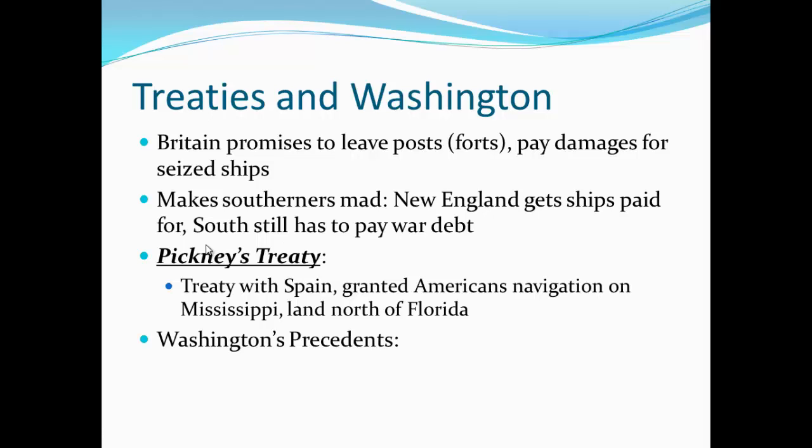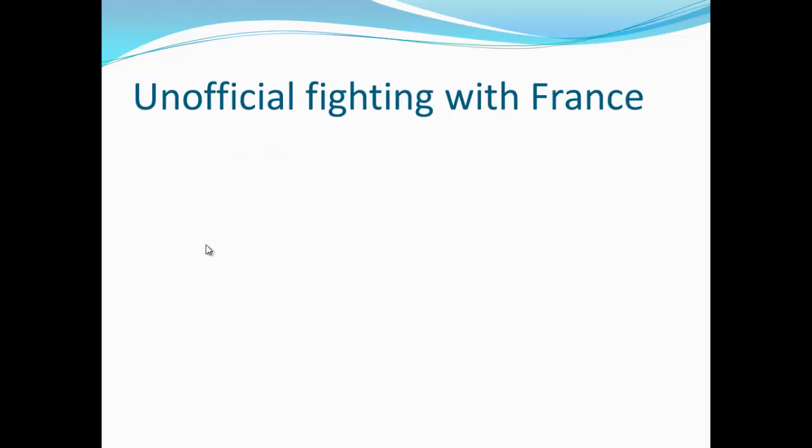Washington, as he nears the end of his second term, is going to establish a couple precedents. One is the two-term tradition and steps down after 2 terms. This is not in the Constitution when it was written. And also we have the avoidance of permanent alliances, and that is issued in his farewell address.